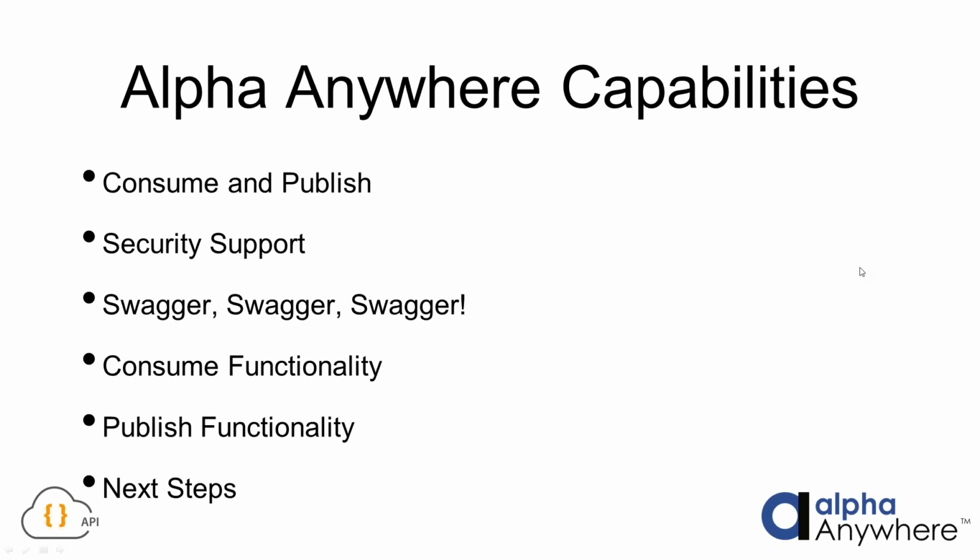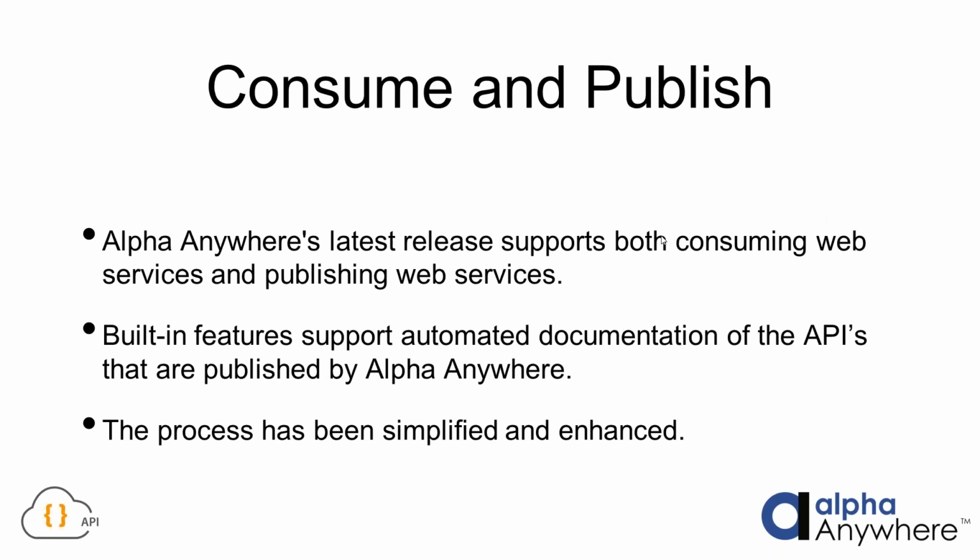It includes support for security, both when you're consuming and publishing your own APIs. Swagger. That's a Dion title. I think he is doing a play on Marsha, which has something to do with the TV show I'm not familiar with. But we'll talk about that briefly, about what that actually means, and then give some brief overview of the consume functionality and the publish functionality that we've got in Alpha Anywhere.